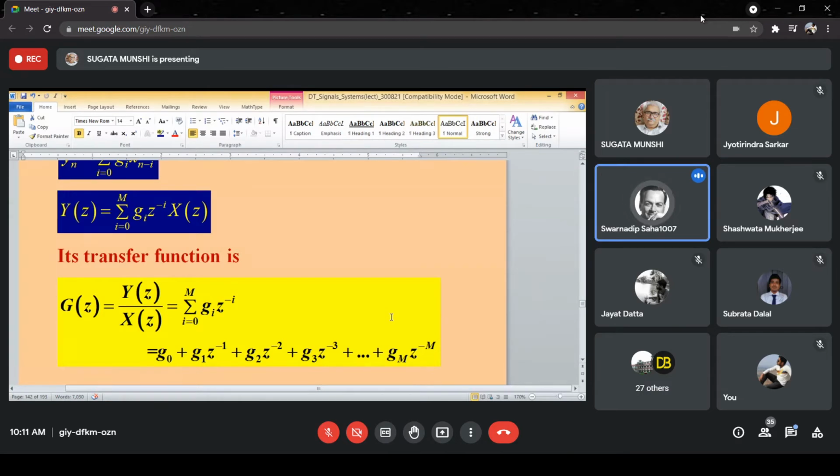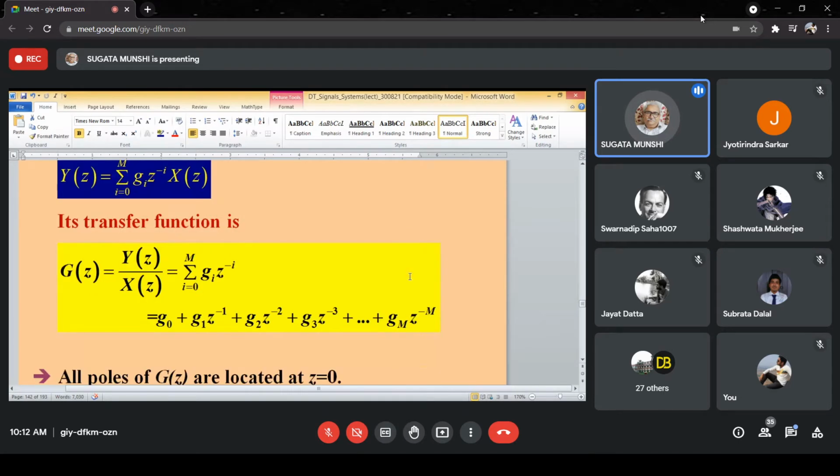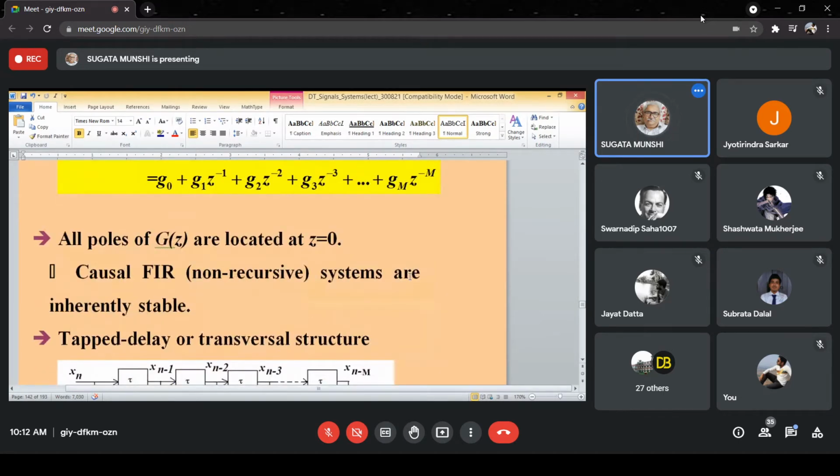Yes, all the poles are located at the origin, at z equal to 0. And because this is a causal system, the poles lying inside the unit circle imply that this system under consideration is a BIBO-stable system. Thus, FIR or non-recursive systems are inherently stable. This is a very important merit of these FIR filters. All right. They are inherently stable.